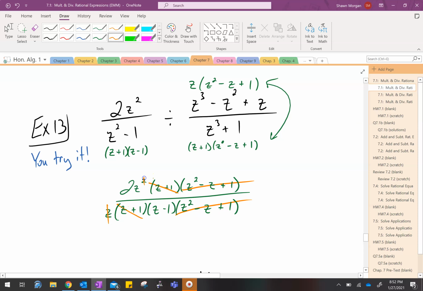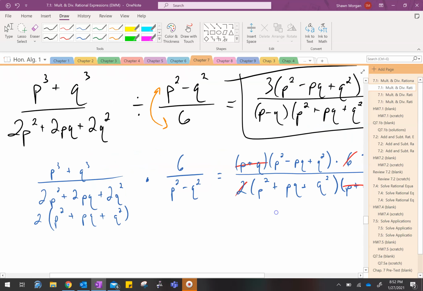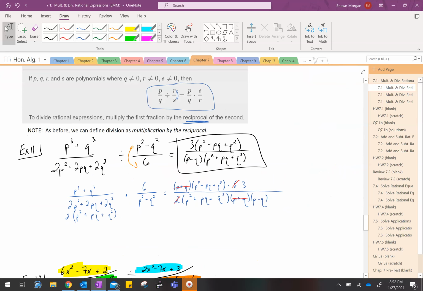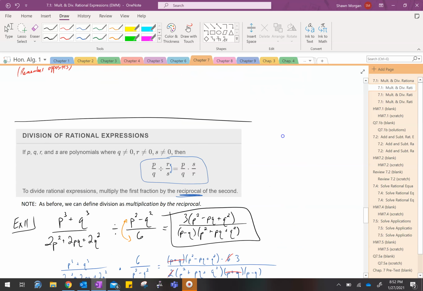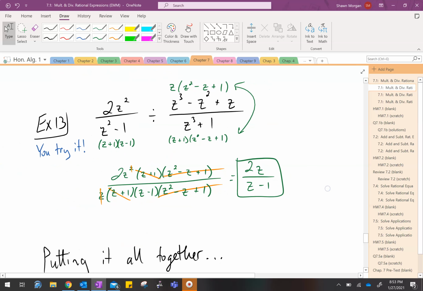Here we'll cancel out the z, and we'll be left with 2z up top and a z minus 1 down in the bottom. So that's 3 real quick examples that we just ran through, right, of dividing. And again, division is the same thing as multiplying by the reciprocal. So this is no real difference to the examples that you and I have worked earlier in the week with multiplication. It's just in these cases, we got to be on our toes, and we got to make sure that we flip that second fraction.